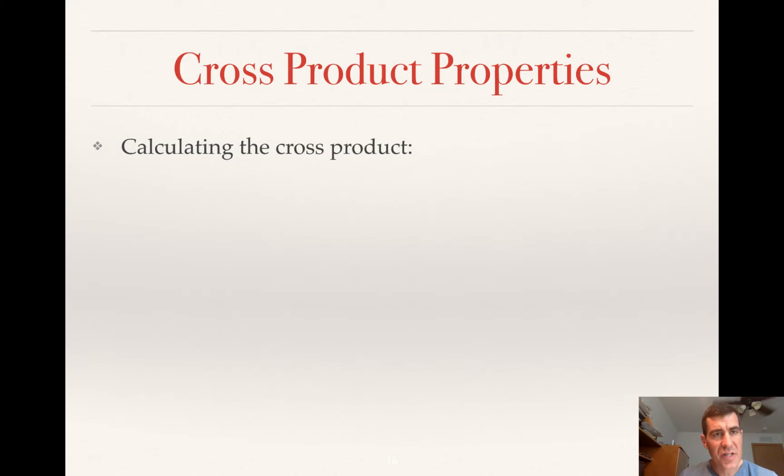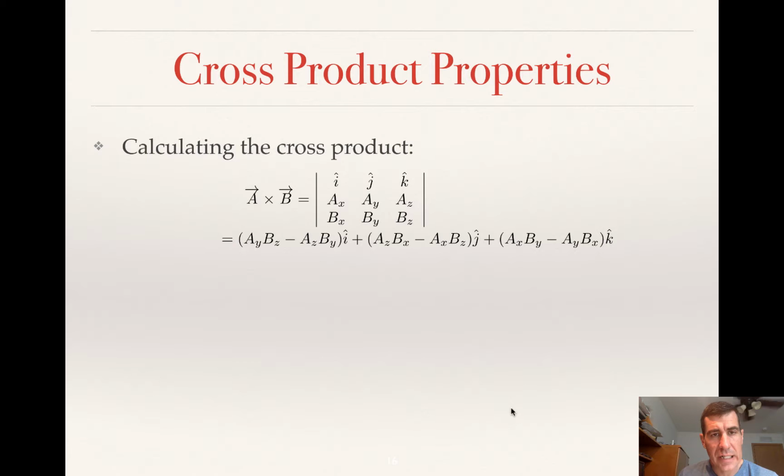Okay, so some of the properties. First off, if you actually want to calculate this thing in all its gory detail, the way I like to think about it is as a 3x3 matrix. So vector A cross product with vector B: you write a 3x3 matrix. The top row is your unit vectors, i hat, j hat, k hat. Then the components of vector A, A sub x, A sub y, A sub z. Then the components of vector B, B sub x, B sub y, B sub z. And if you've ever taken the determinant of a matrix, the determinant of this matrix gives you the result of the cross product.